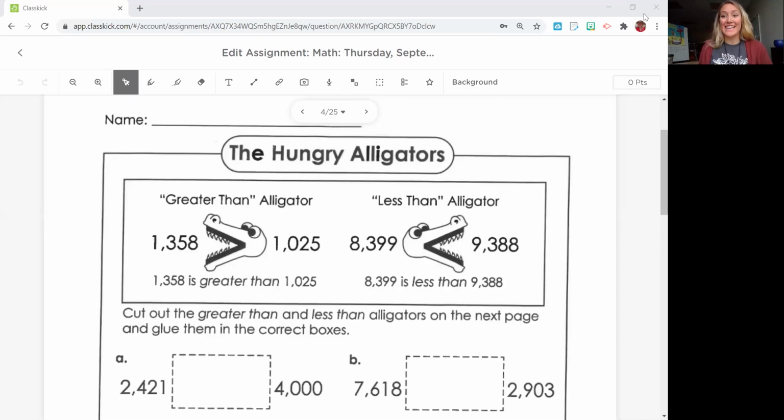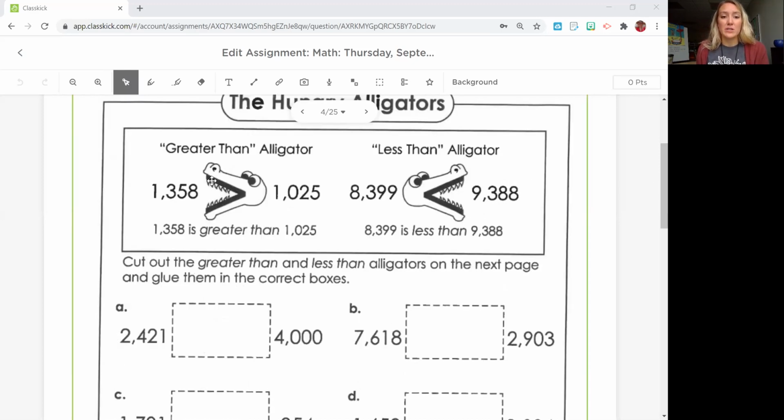Hello, third graders. Today in math, we are going to learn something new. Now, you may have already done this in second grade, but we're going to review it and practice with larger numbers. So we're going to learn how to compare two numbers. Which number is larger? Which number is smaller?